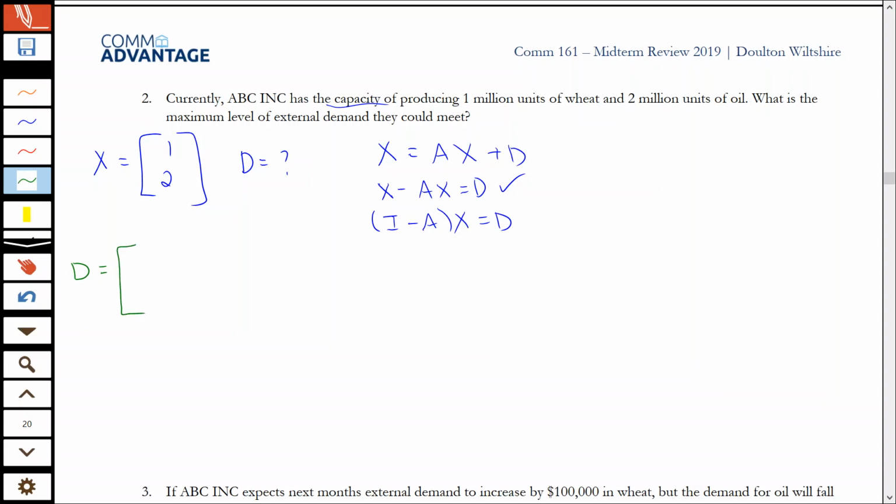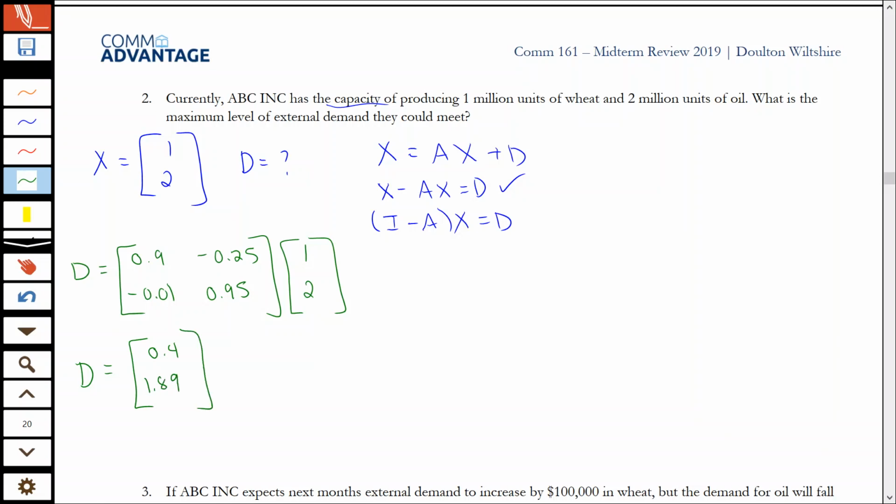That I minus A matrix was 0.9, negative 0.25, negative 0.01, and 0.95 times that X value, and our X value was 1 million units and 2 million units. So if we multiply those out, we end up with 0.4 and 1.89. But remember, these are in millions of units.